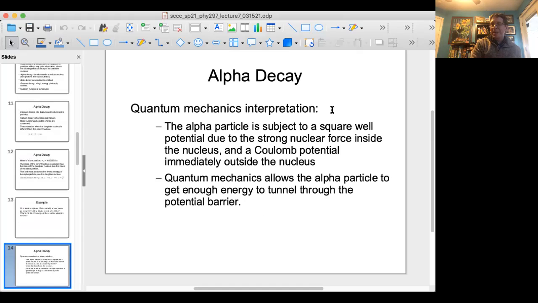So how do you explain this using quantum mechanics? Well, you can think of a square well potential, due to the strong nuclear force inside the nucleus, and a Coulomb potential immediately outside the nucleus. So you have the square well, but then you have the decreasing potential outside the nucleus. You can think of it as barrier penetration. Every so often, a proton-neutron pair gets enough energy to escape. And that's what alpha radiation is.